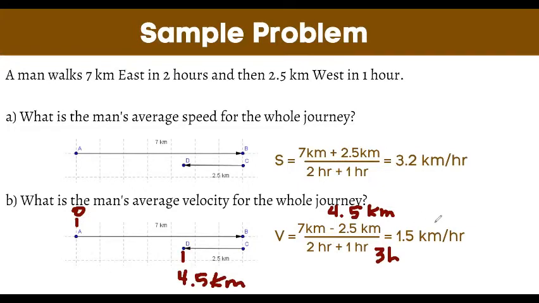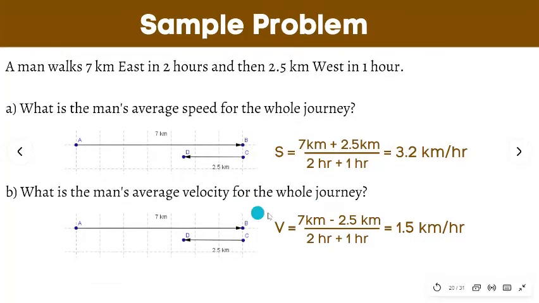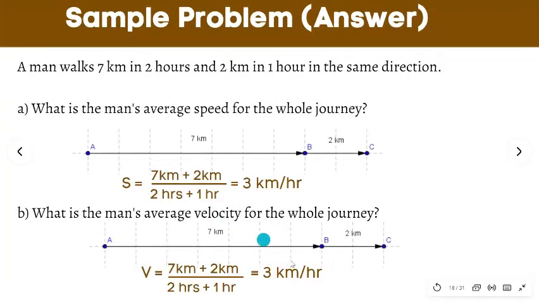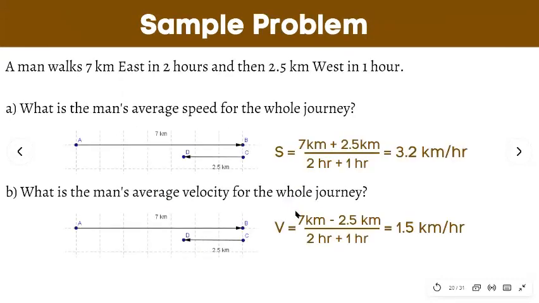That's why it will give us 1.5 kilometers per hour. So take note that there is a difference in the average velocity when you have a different direction. So as you can see here po, dito, the same lang po yung nakuha natin for the speed and velocity because they have the same direction, while here, there's a difference between the speed and velocity because of the change in direction.